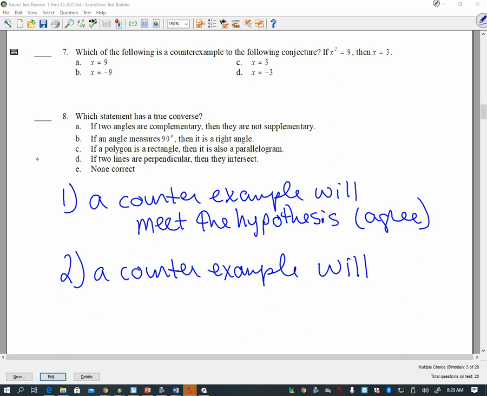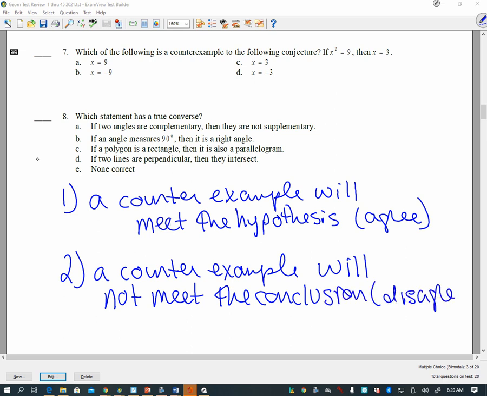It agrees with the hypothesis of being a plant and a tree, correct? But what does it do in the last part? It is not an oak, right? It disagrees. It will not meet the conclusion. It proves the conclusion false. So a counterexample will first meet the hypothesis, but it will disagree with the conclusion.